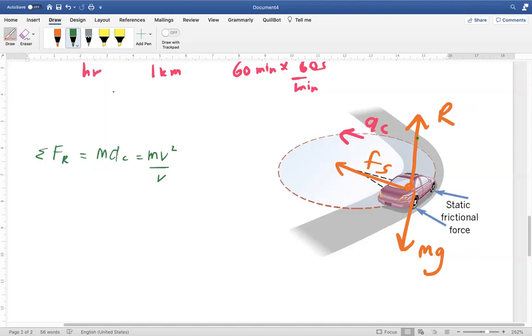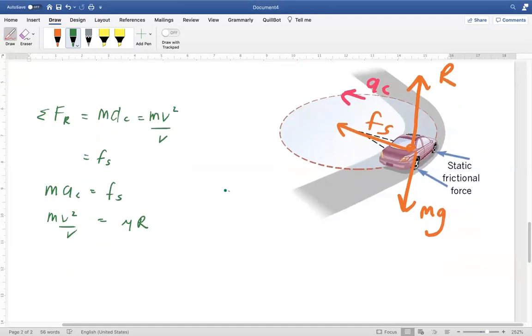And looking at your free body diagram, what is in the radial direction? It is only static friction. So net in the FR is also equal to Fs. So now your equation becomes MAC equals Fs. What is MAC? It is mv squared over r. What is Fs? It is mu R. How do you solve for R? Solve for R using your net in the Fy.